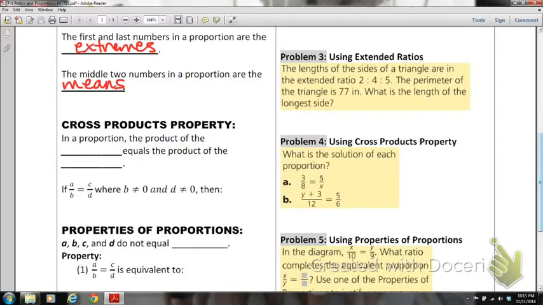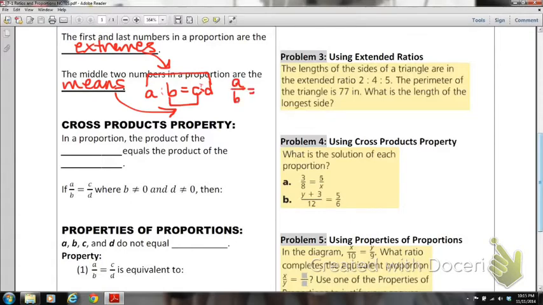these ratios as A to B is equal to C to D with a colon in between, then when it says the first and last numbers in a proportion, it's talking about the A and the D. Those are the extremes. And the middle two numbers, the B and the C, that's what it's referring to as the means.